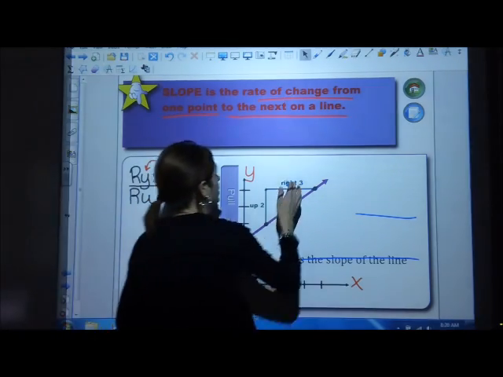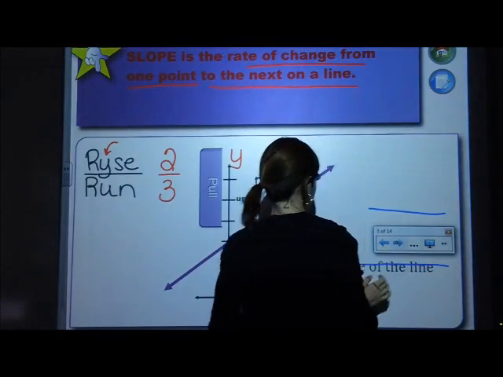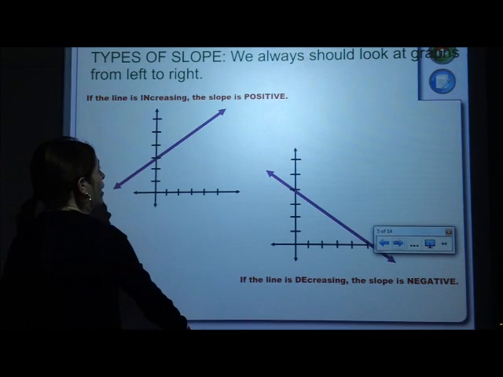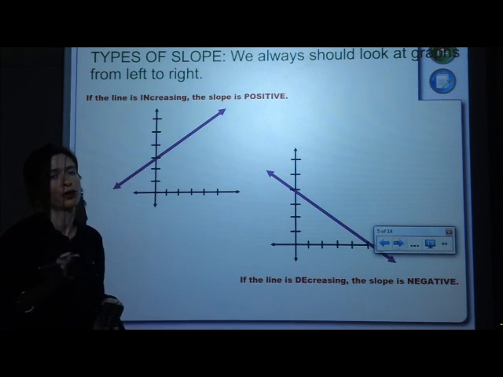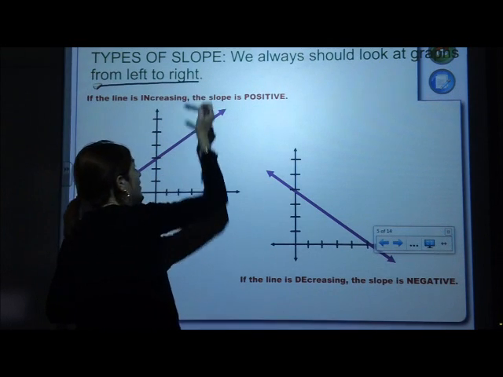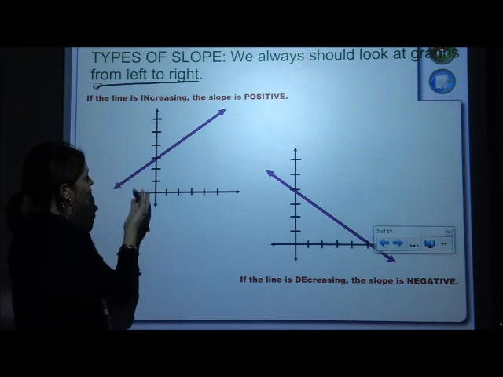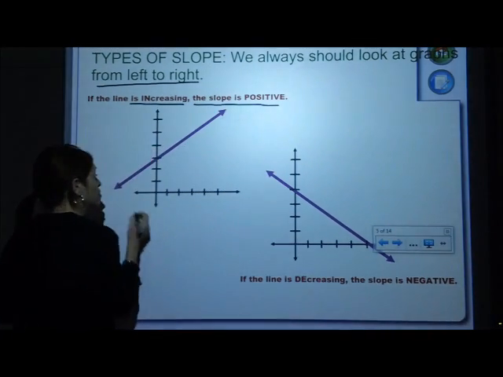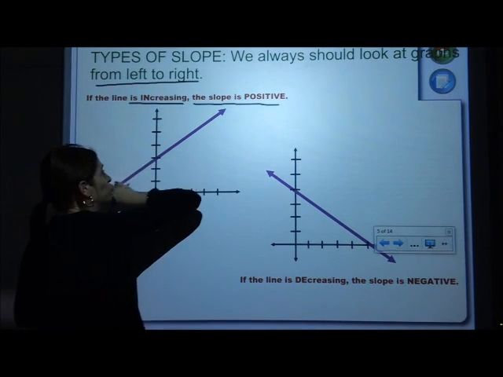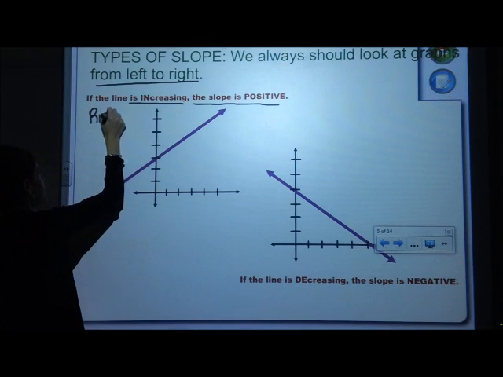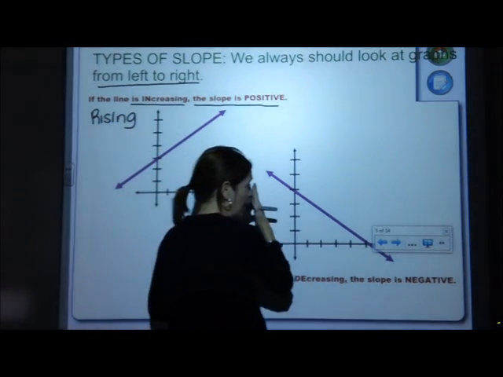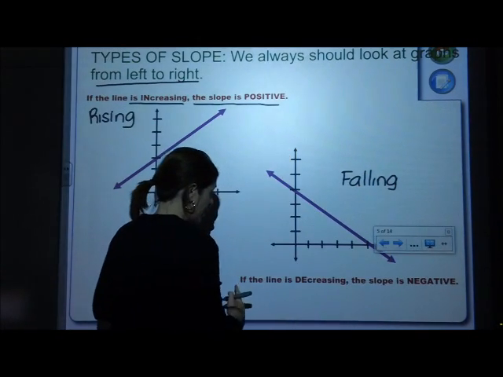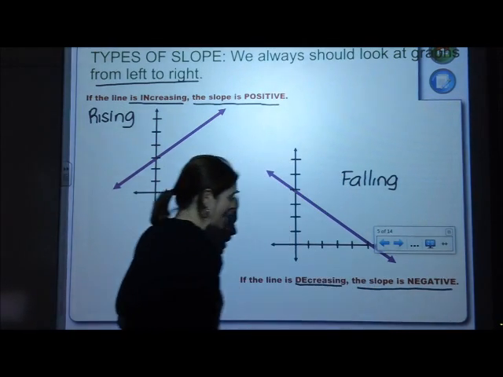All right, let's talk about some more stuff here. There's two types of slopes that we can have when we're talking about lines. We can have a positive slope and a negative slope. But the most important thing is when we're looking at them, we're always going to look at the line from left to right. So if I'm looking at this slope, I can say that the line is increasing. So the slope is positive. If I look at it from left to right, the line is rising. Okay, so let's write that. It's a rising line. Whereas this one, if I look at it from left to right, this is a falling line. So we would say the line is decreasing, so the slope is negative.